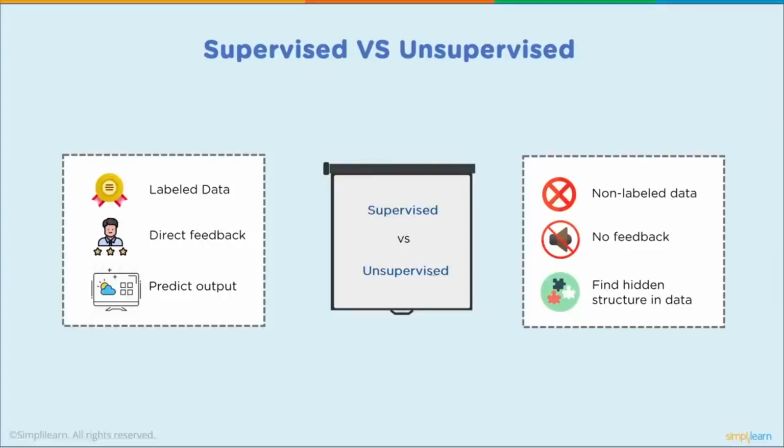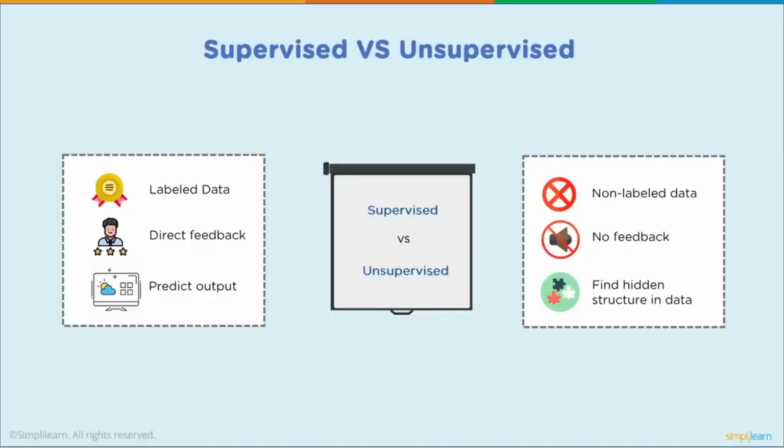In supervised learning, we have labeled data and direct feedback. So someone's already gone in there and said, yes, that's a triangle. No, that's not a triangle. And then you predict an outcome. So you have a nice prediction. This new set of data is coming in and we know what it's going to be.